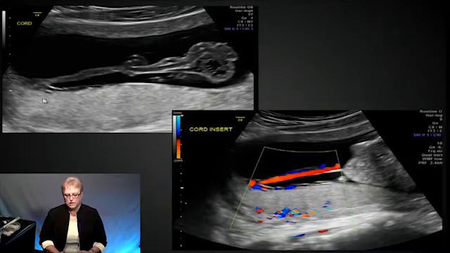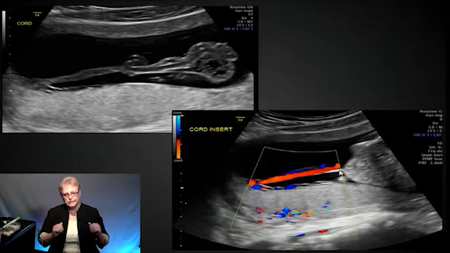Look at the cord. So there's a marginal cord insert. This is part of the abdomen. What else can we say about that cord? Look how straight that is. Yep, 2-vessel cord. But then look how straight that cord is. There's no coiling. And it's kind of short too, isn't it?